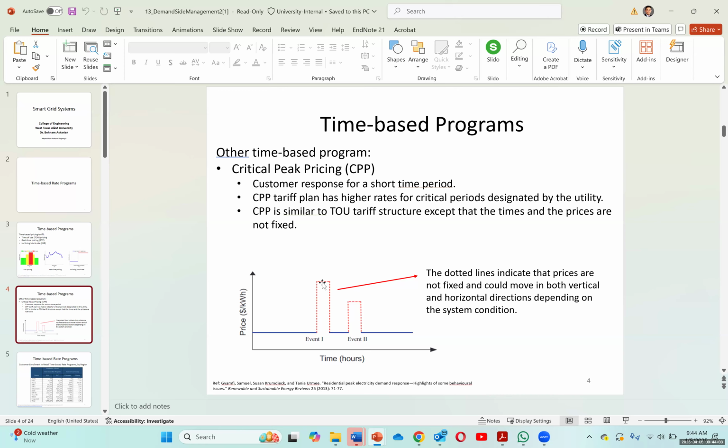And you can see here that the blue line is the fixed price, but the dotted line is the variable price, and it could move both ways, vertical and horizontal, meaning the price could go up and down, and also the time of the day of the usage could change as well.